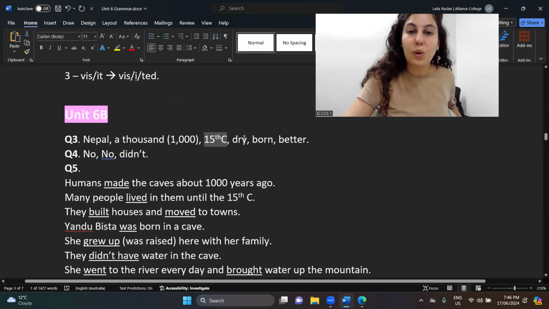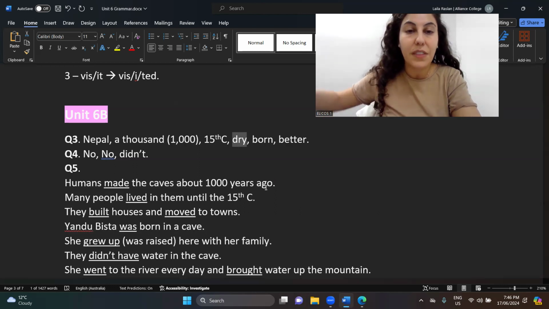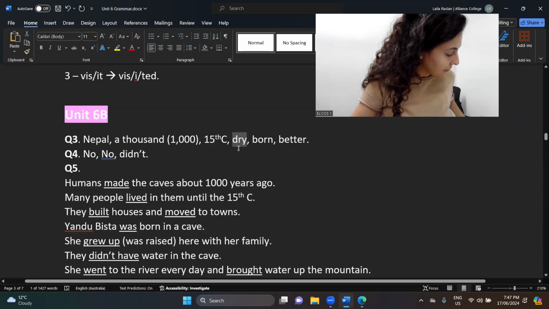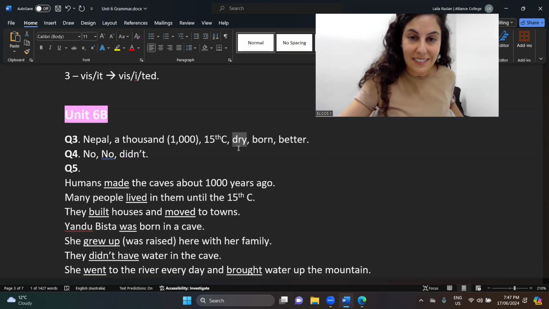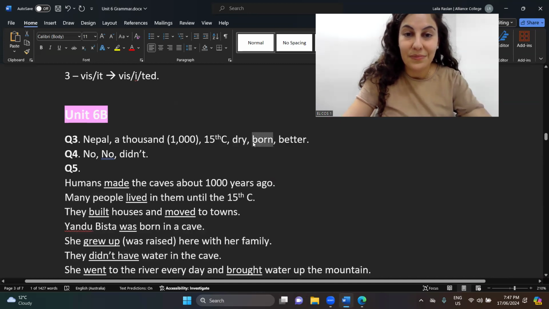And the caves were warm and dry. So they were good to protect from the outside weather. So if there was a storm or wind or rain, you could stay inside the cave and be dry and warm.